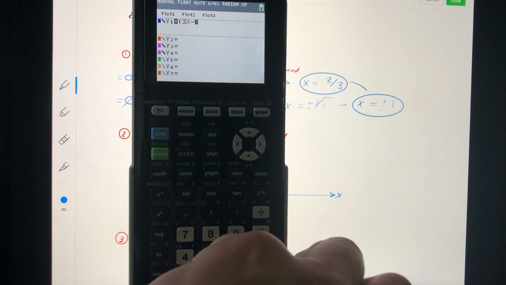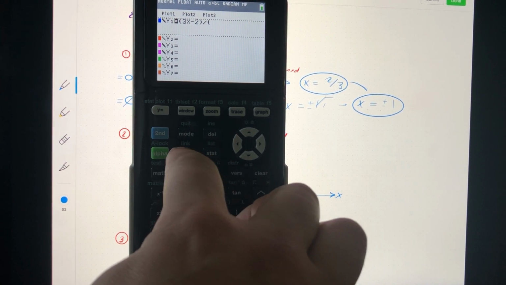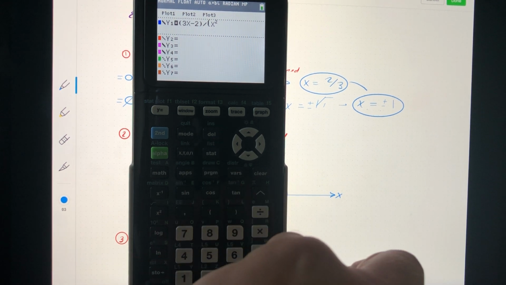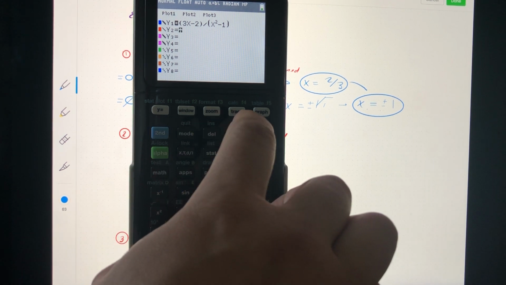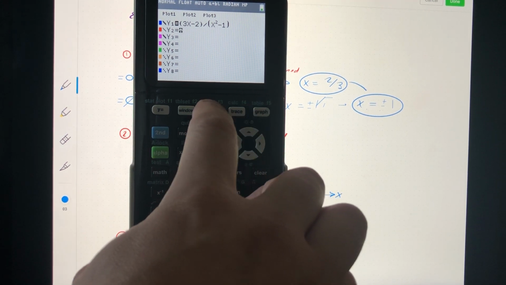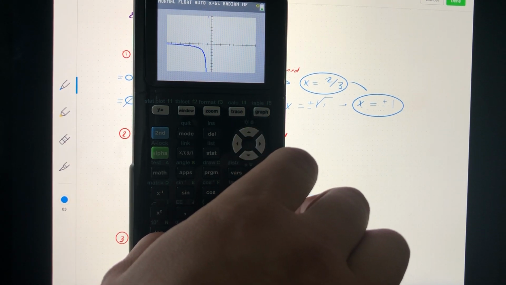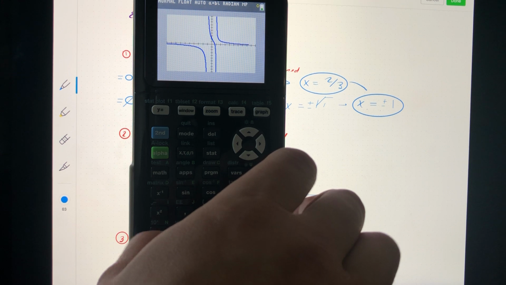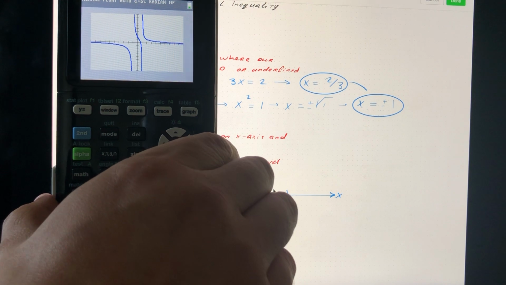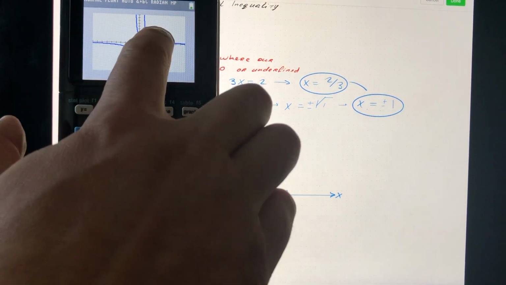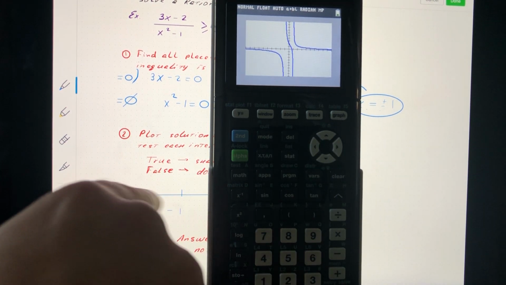3x minus 2 divided by x to the 2 minus 1. So we can use the calculator to plug in the numbers. If we go to Zoom, here is our graph. And we are looking for all the places where our graph is greater than or equal to 0, which is above the x-axis. So here our first interval is less than -1.